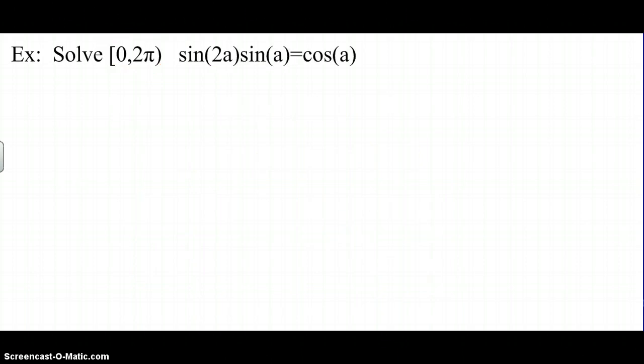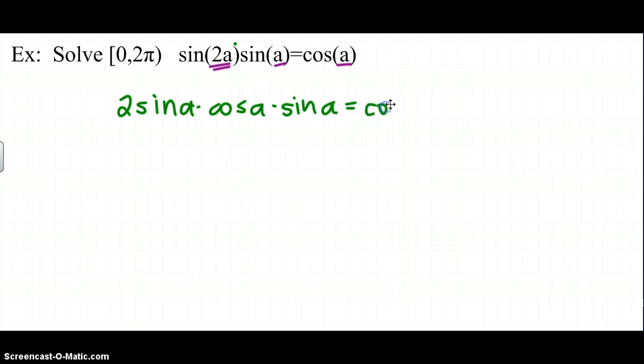Alright, this one again, we've got some things combined with 2A's and just A's. So a good way to start would be to get rid of this sine of 2A by writing 2 sine of A times cosine of A. I still have a sine of A, so all equal to cosine of A. I don't like that mix of double angles and single angles combined. Sine of A times sine of A is going to be sine squared.